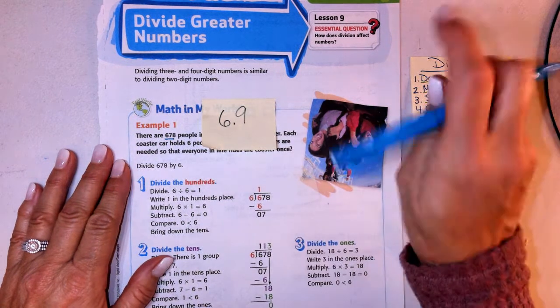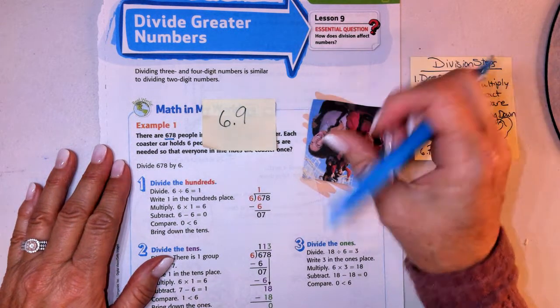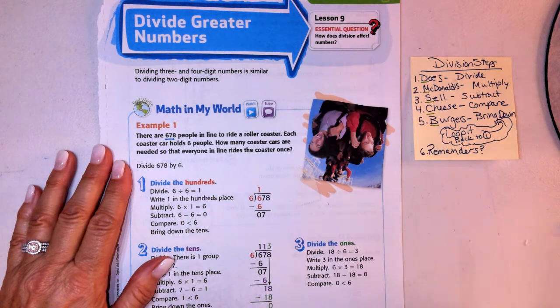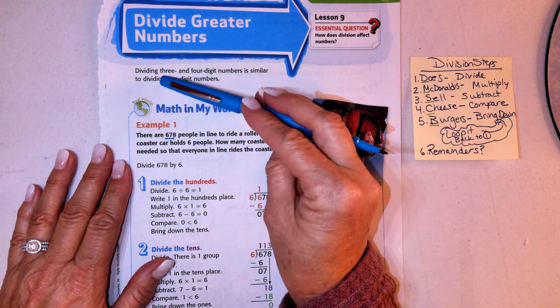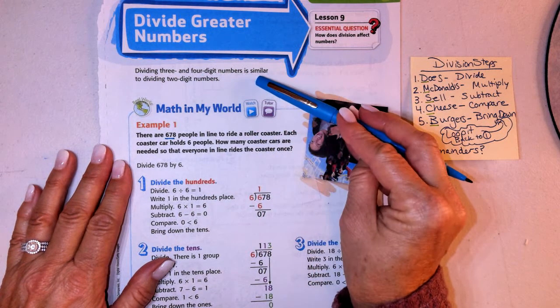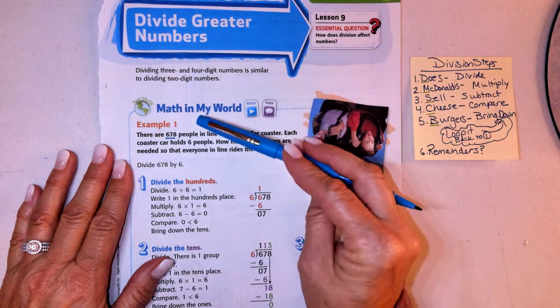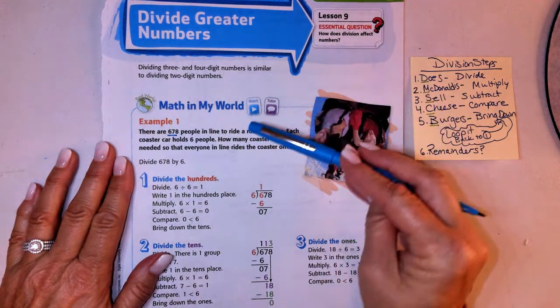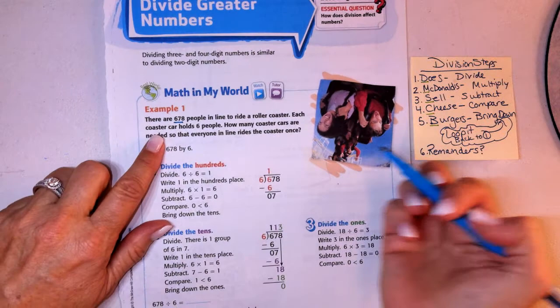Hello, we're going to be doing lesson 6.9 today, divide greater numbers. We're going to be moving into dividing 3 and 4 digit numbers, and it's very similar to how we divided 2-digit numbers. We're just going to add a couple more digits in the dividend.